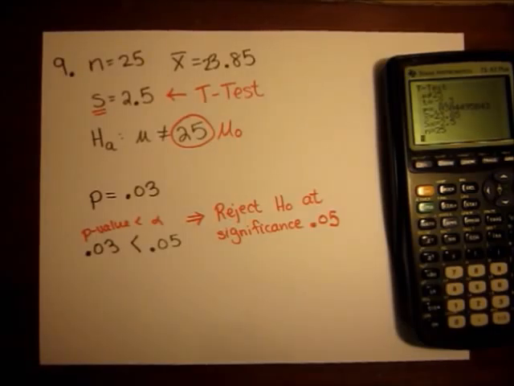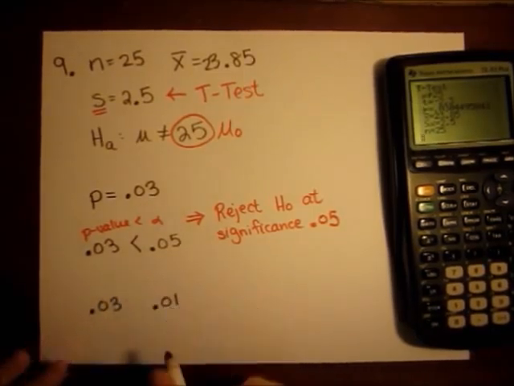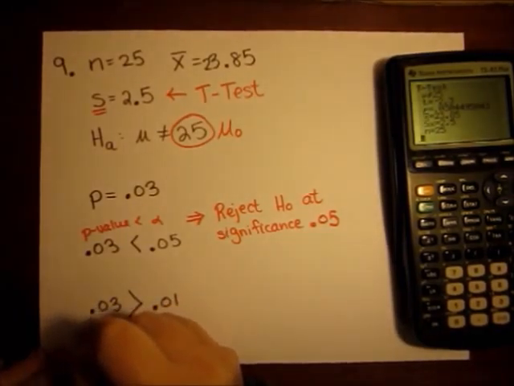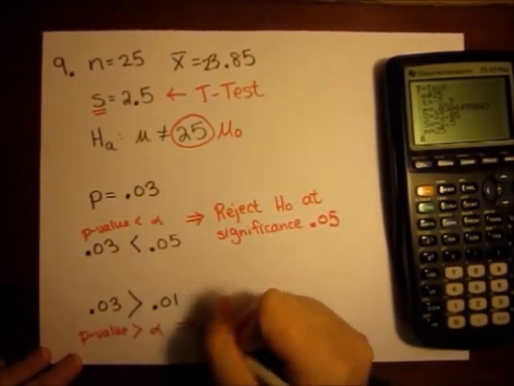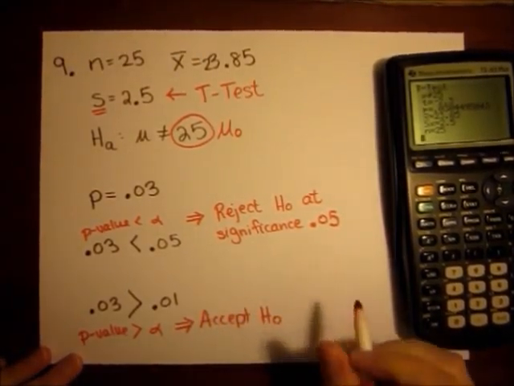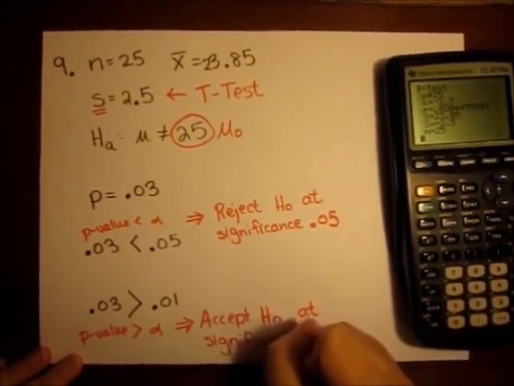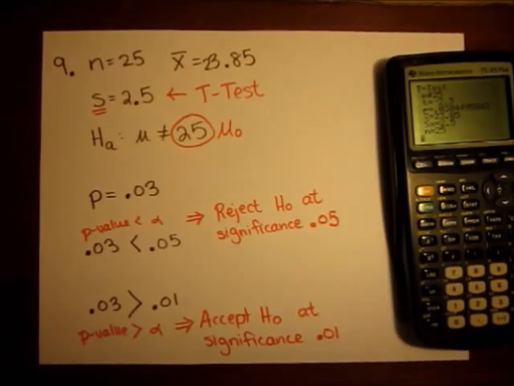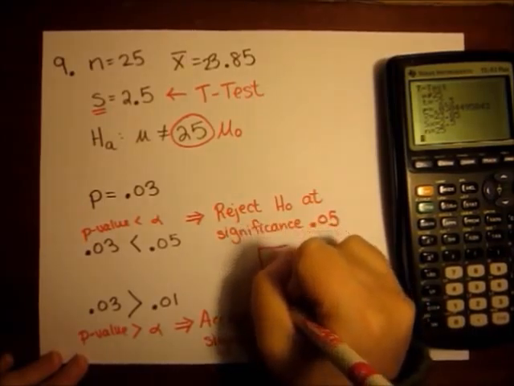Okay, I'm also asked to compare this with a 0.01 level of significance. In this situation the p-value is bigger. So I have a rule that says when the p-value is bigger than alpha, this is when I'm going to accept the null hypothesis, which is H0, at significance level 0.01, or 1%. So if I look at the four choices, then I see that my answer, again, is choice D.